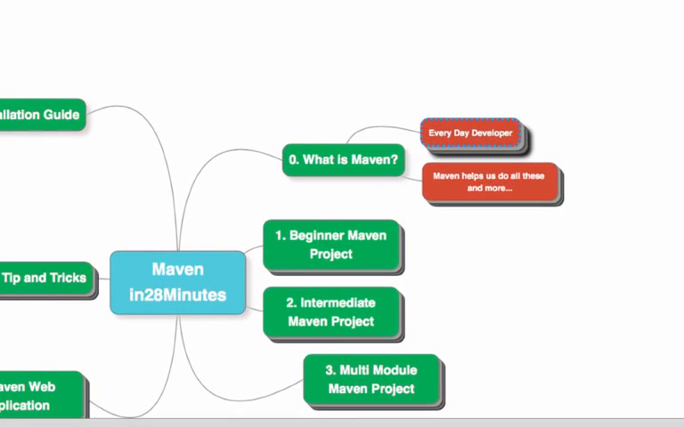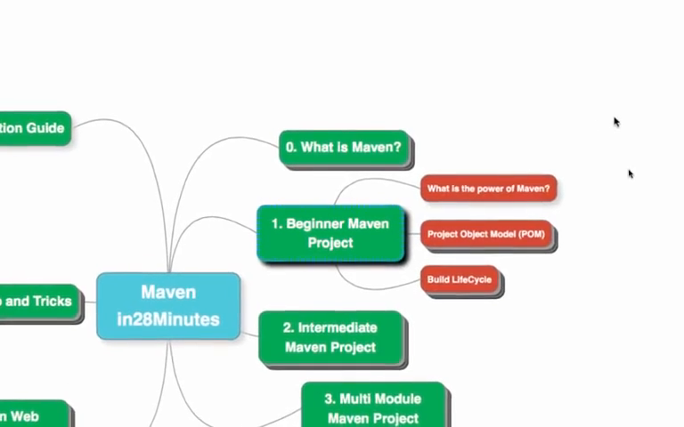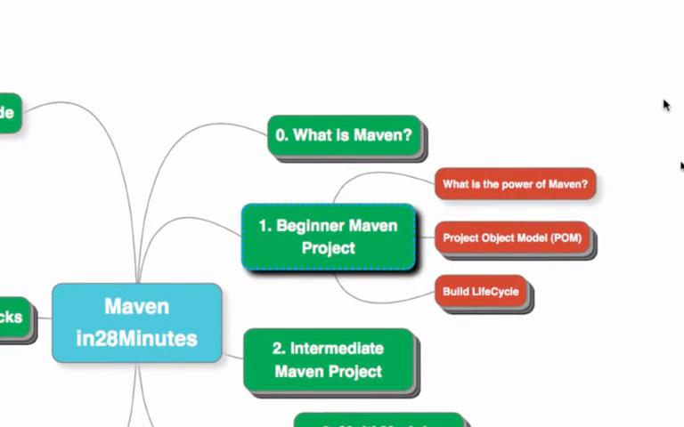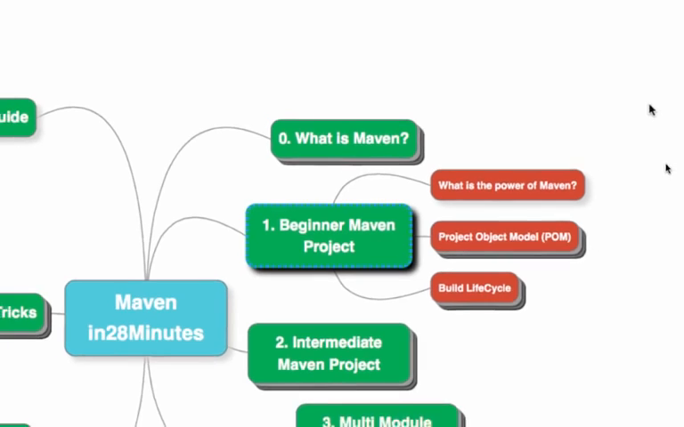Now that we understand what Maven is, let's get started with our first real-time example. The aim with the beginner's Maven project is to understand three things. One, what is the power of Maven? How Maven helps us with little code to do a lot of things. Number two, we'll understand something called a project object model. Project object model or a POM is the base for Maven. We'll understand what it is. The third thing which we'll understand is the build lifecycle.